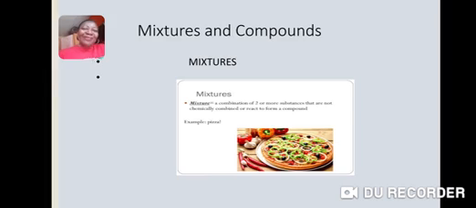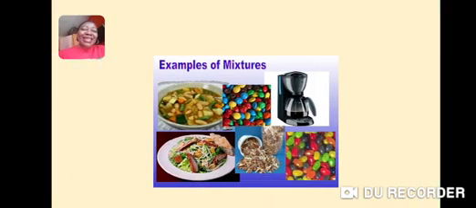Good. Now, look at other examples of mixtures. You have quite a number there. You all can see them. You can see the individual components still retaining their identity. Good. So again, a mixture is a combination of two or more substances that come together without a chemical reaction, without a chemical bond between the substances.